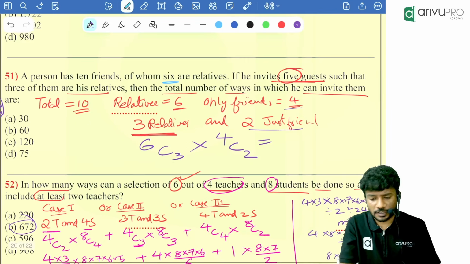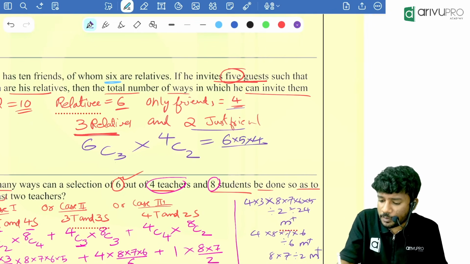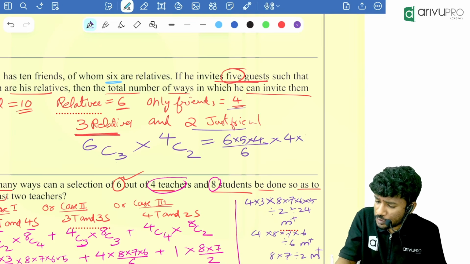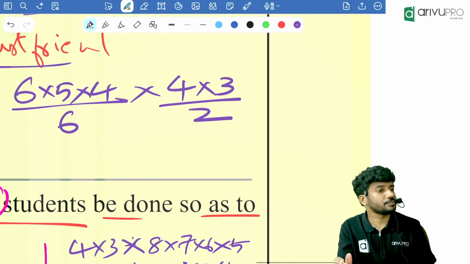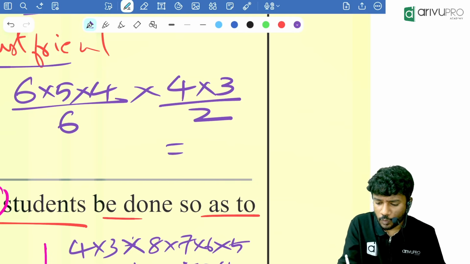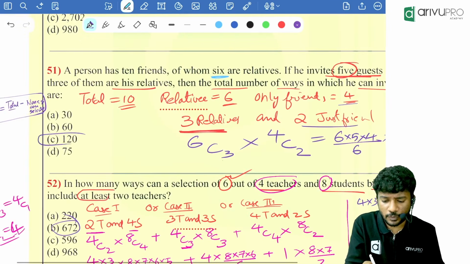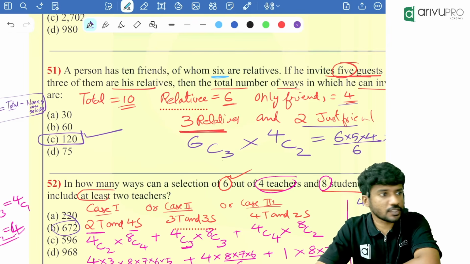6C3 is how much, people? 6 into 5 into 4 divided by 3 factorial. 6 into 4C2, that is 4 into 3 divided by 2. How much is the answer, people? 120. Everyone got 120. If anyone didn't get 120, please tell me. Everyone got it? Yes.